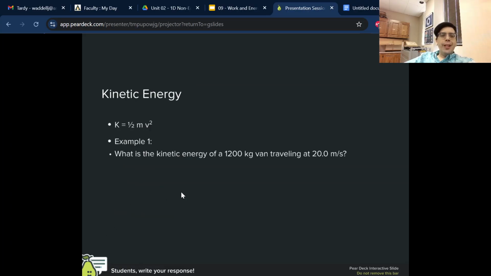Okay. You have done this exact calculation, but just as a reminder, I want you to do this. We've got a van, a 1,200 kilogram van. It's going at 20 meters per second. I would like you to tell me the kinetic energy and what units does kinetic energy have? Exactly, joules, capital J.